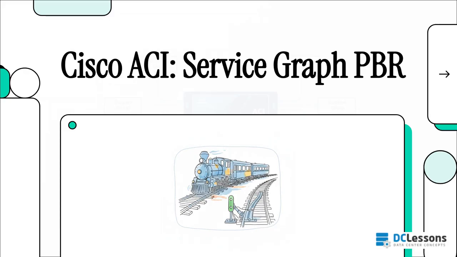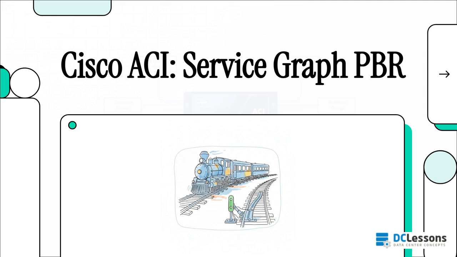Hey everyone, and welcome. Today, we're going to dive in and demystify one of the most powerful features in Cisco ACI, Service Graph with Policy-Based Routing, or PBR for short. Look, if you've ever had to deal with the complex network gymnastics it takes to insert something like a firewall into your traffic flows, then this explainer is absolutely for you.